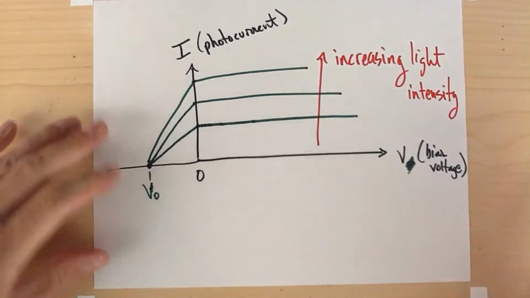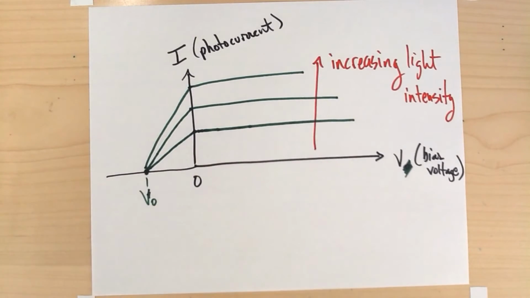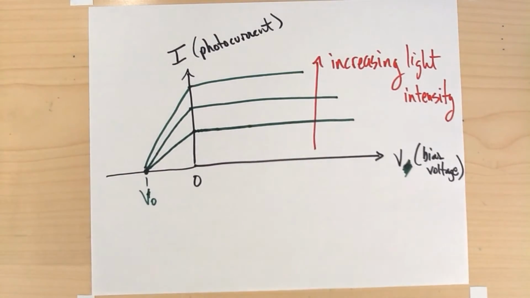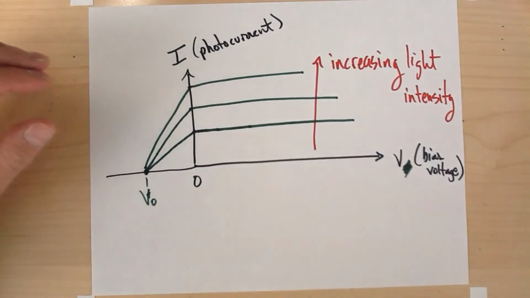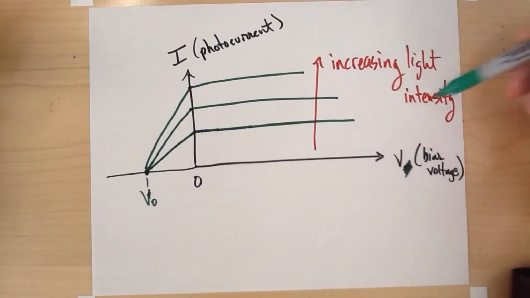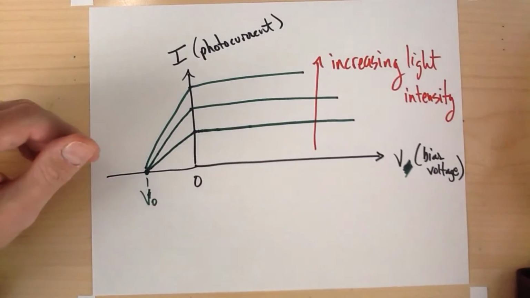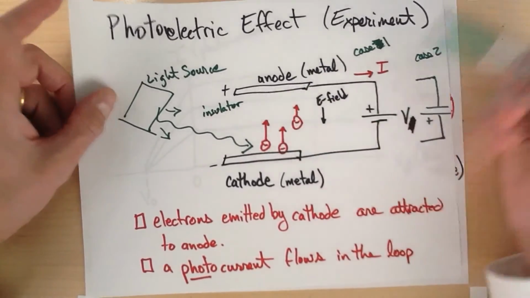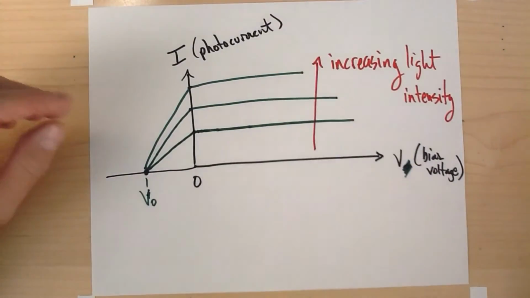All right, so for increasing light intensity, this is what we see. Well, that's very interesting, I suppose. But this tells us, of course, that if we have more photons coming in to our capacitor, then we're going to get more electrons. And I guess that's not all that surprising.